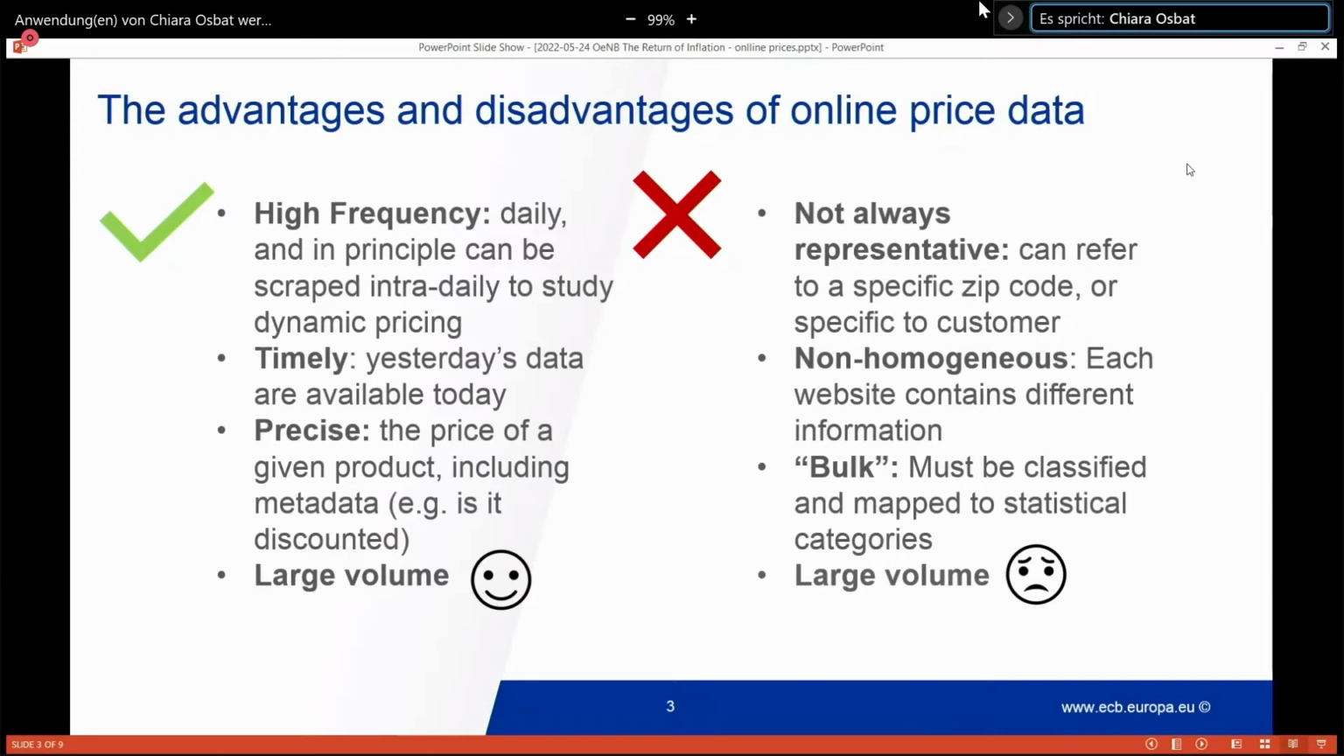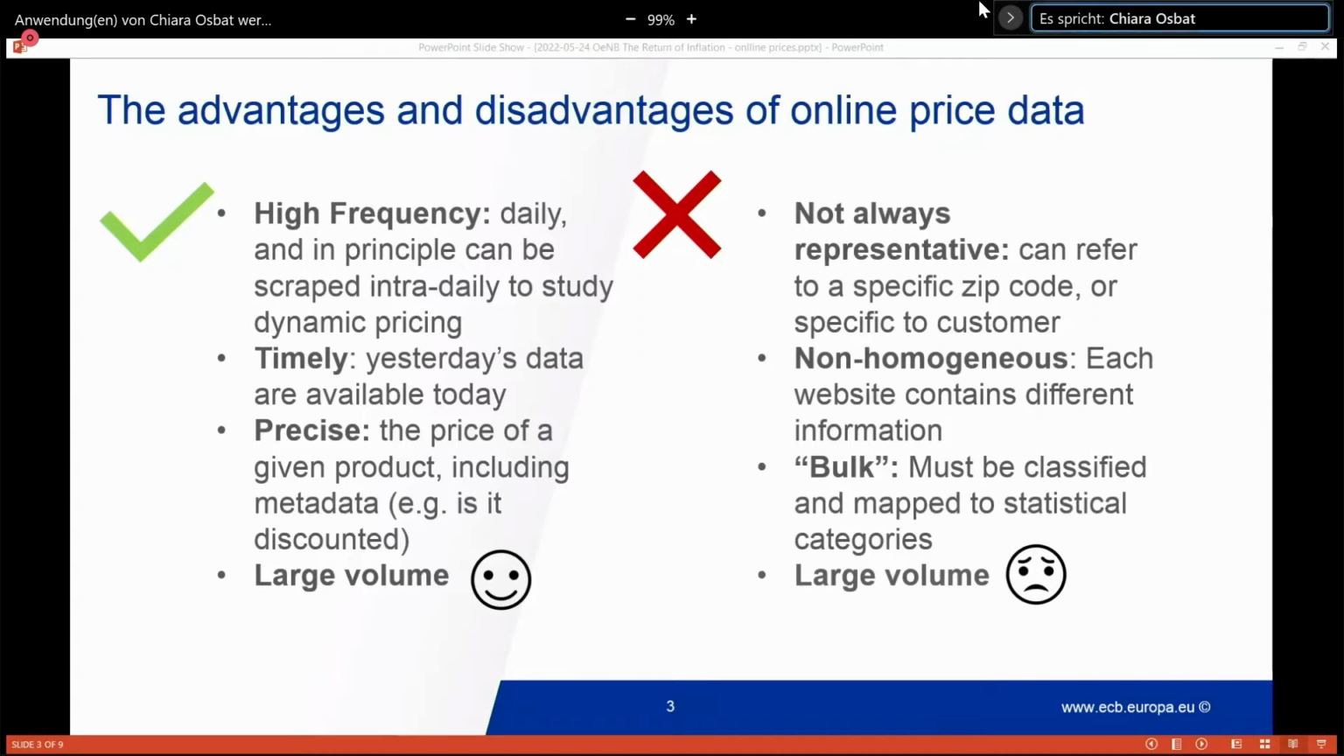So let's look now specifically at online prices: what is good and what is bad about them. The advantages are that they are high frequency, they're daily, and they can in principle also be scraped intradaily if you want to study dynamic pricing, which is a very active research field right now. They're timely because yesterday's data are available today. They're precise because the price of a given product is the price of a barcode and not a unit value or the price of a generic product category.